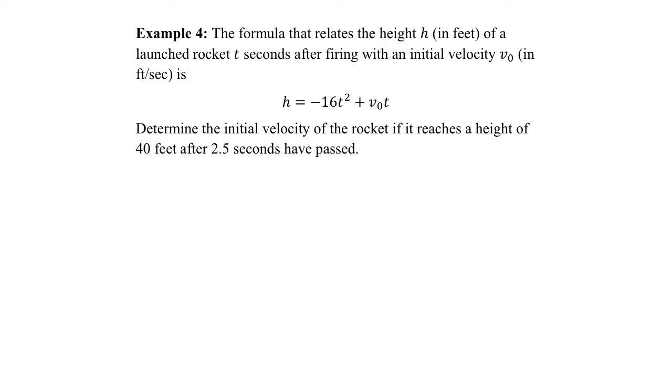Example 4 says the formula that relates the height h in feet of a rocket launched t seconds after firing with initial velocity v0 given in feet per second is as follows. Determine the initial velocity of the rocket if it reaches a height of 40 feet after 2.5 seconds have passed. So you've got your first look at word problems with function notation. We're going to really study functions later in the year, but I'm giving you a little preview of that because I'm only using variables and not necessarily the h of t function.